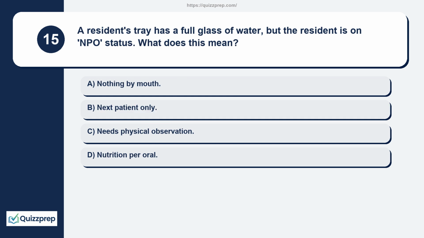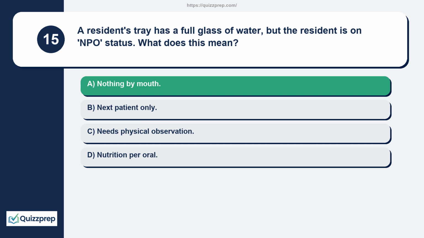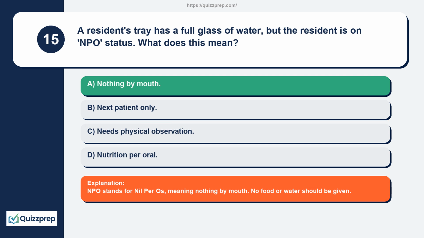Question 15. A resident's tray has a full glass of water, but the resident is on NPO status. What does this mean? Nothing by mouth. Next patient only. Needs physical observation. Nutrition per oral. NPO stands for nil per os, meaning nothing by mouth. No food or water should be given.